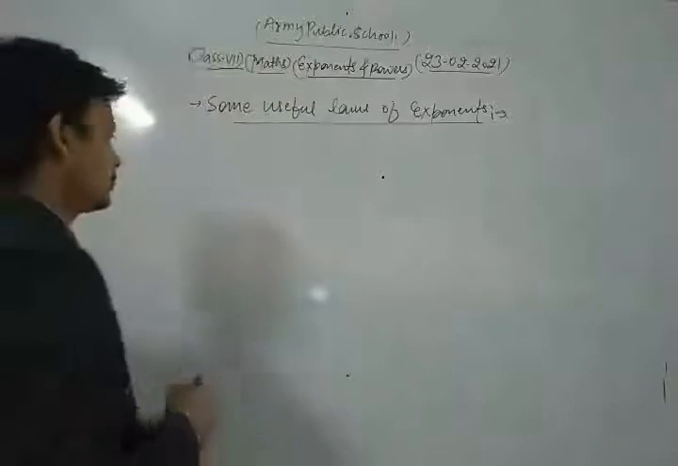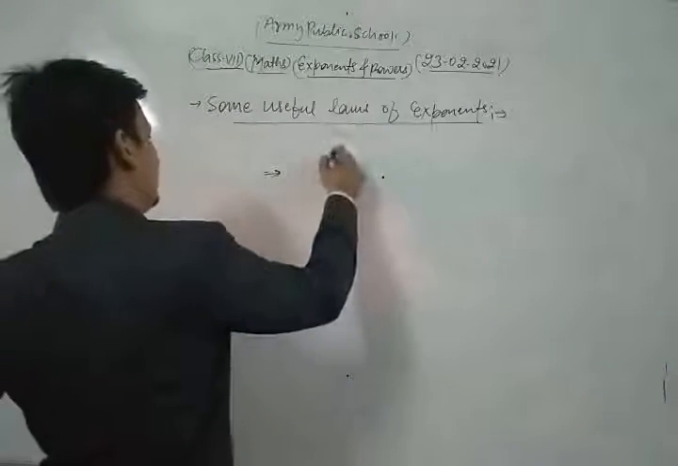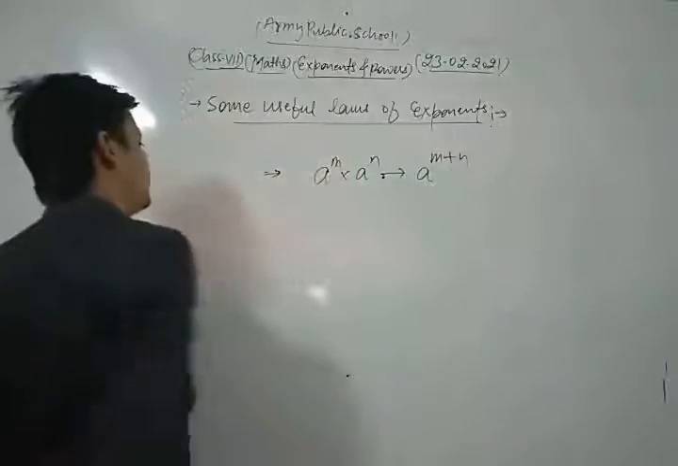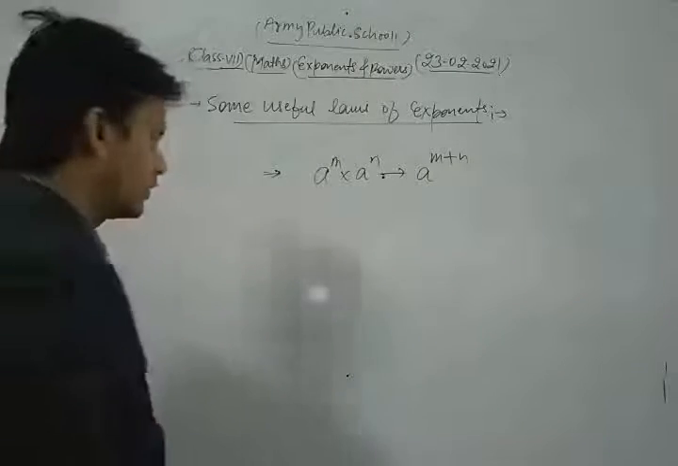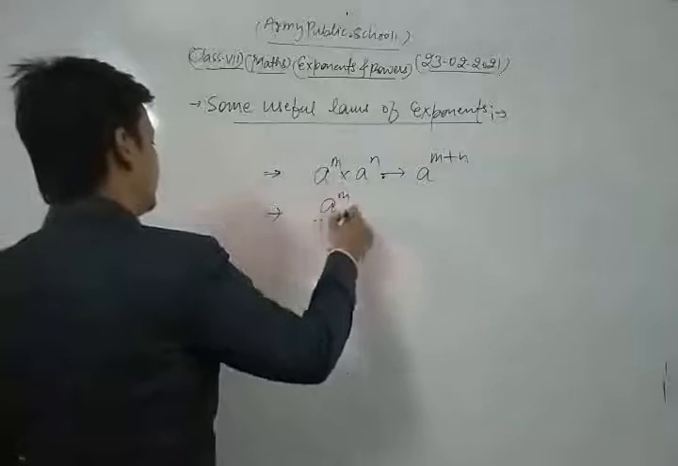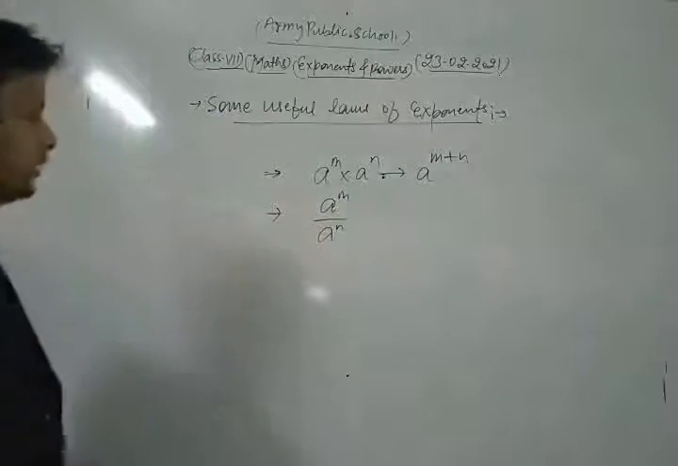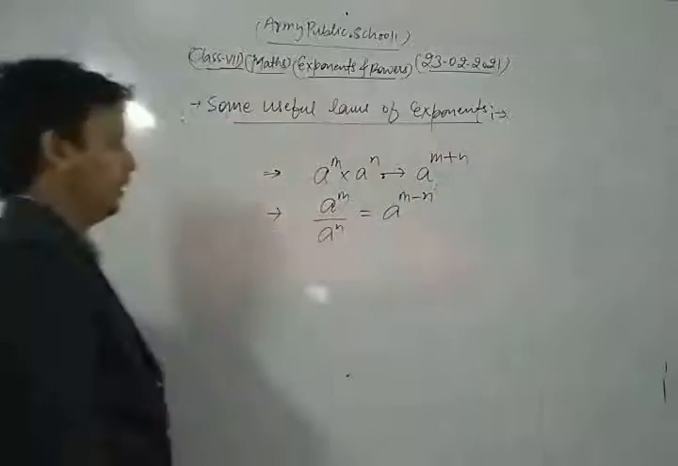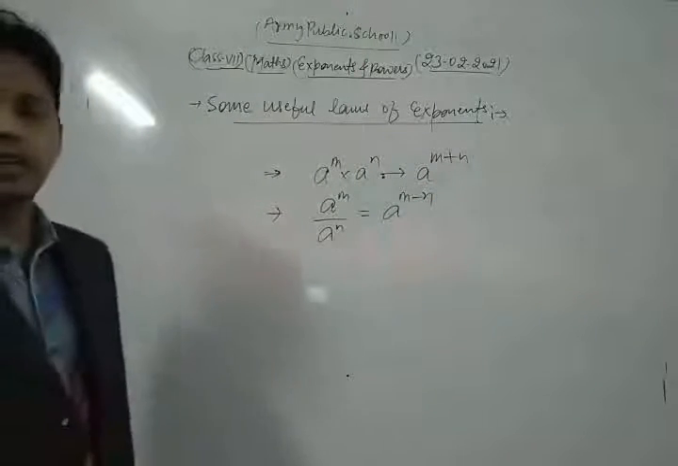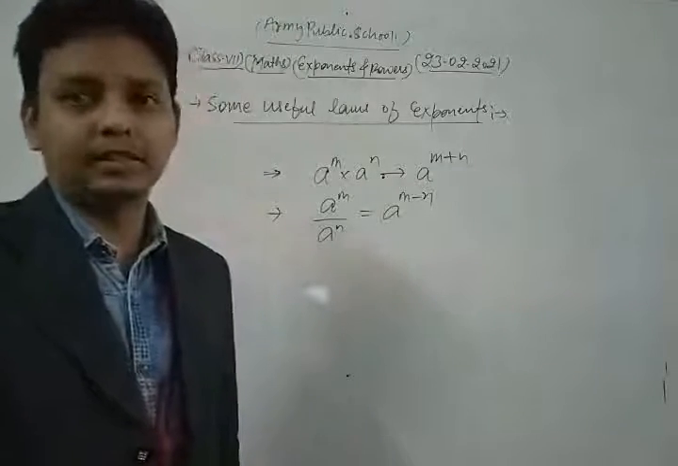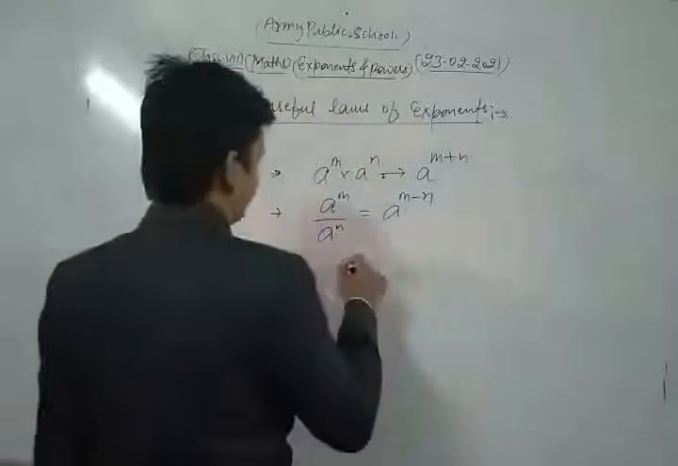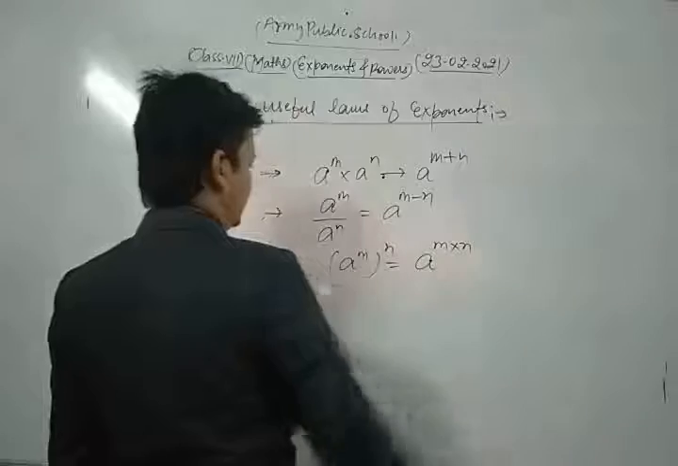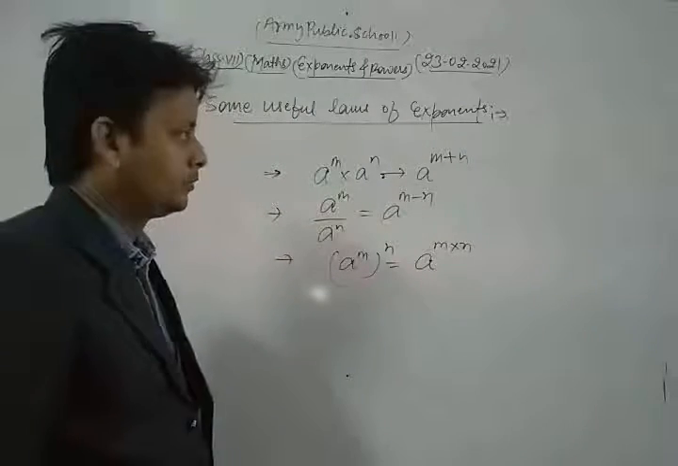The first law: if we have 8 to the power m into 8 to the power n, then we can write 8 to the power m plus n. This is a very important law of exponents. Second: if we have 8 to the power m upon 8 to the power n, then we write 8 to the power m minus n. Third: 8 to the power m, whole to the power n, then we write 8 to the power m into n.